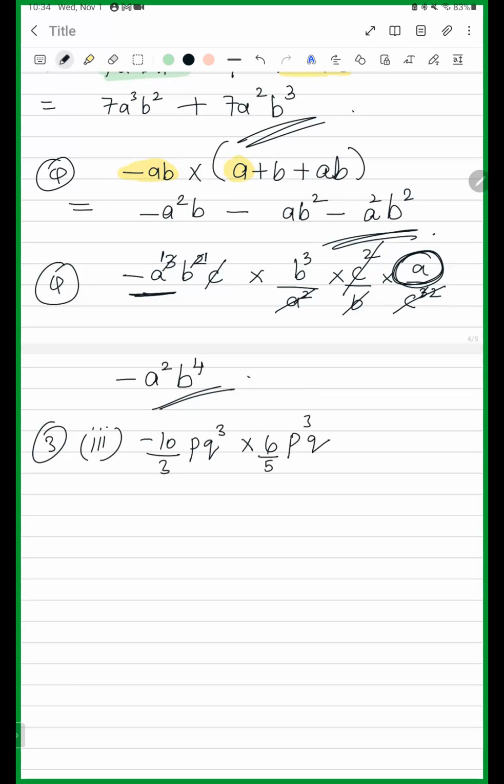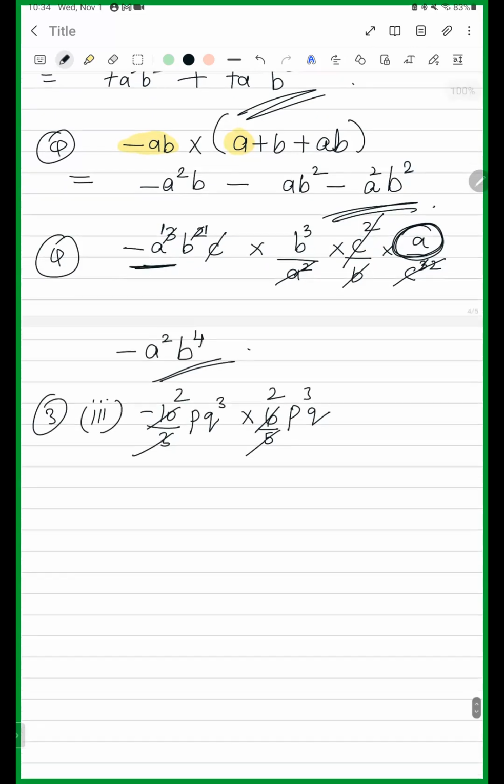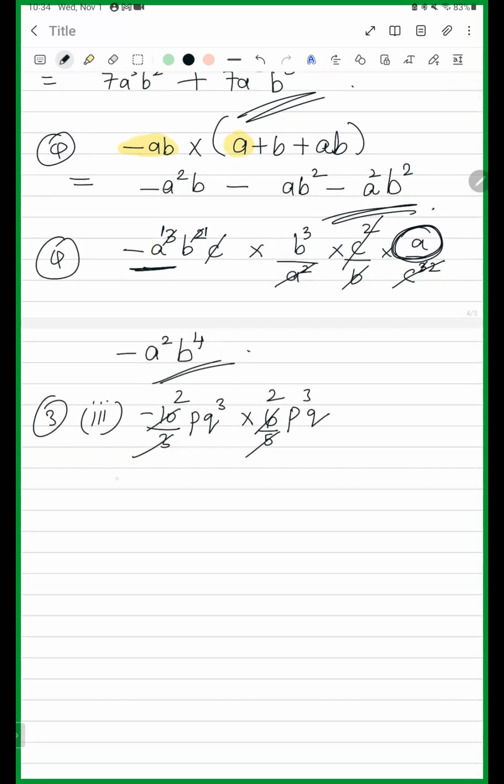We will cancel 10 and 5. So it will be minus 2 by 3. And then what about 3 and 6? Can we cancel them? Yeah, it will be 2. Good. Then it will be minus 4 p raised to the power 4 q raised to the power 4. Very good. Then the next question is x into x square into x cube into x to the power 4. X raised to the power 10. Okay, very good.